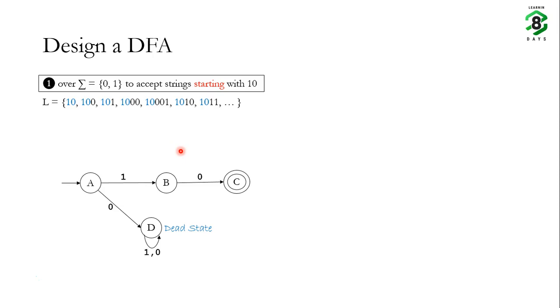Those kind of strings can never be accepted by our machine. So let us put that transition back to the dead state D. So now we have completed state A and state B. We need to complete state C.